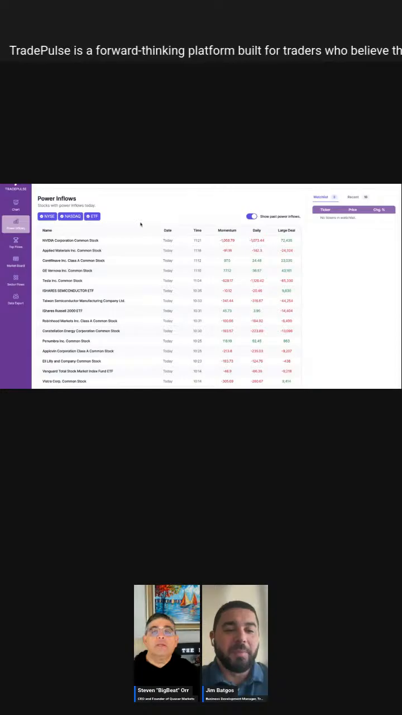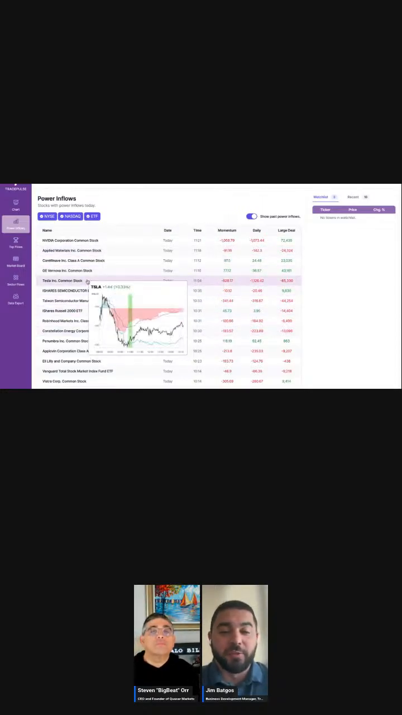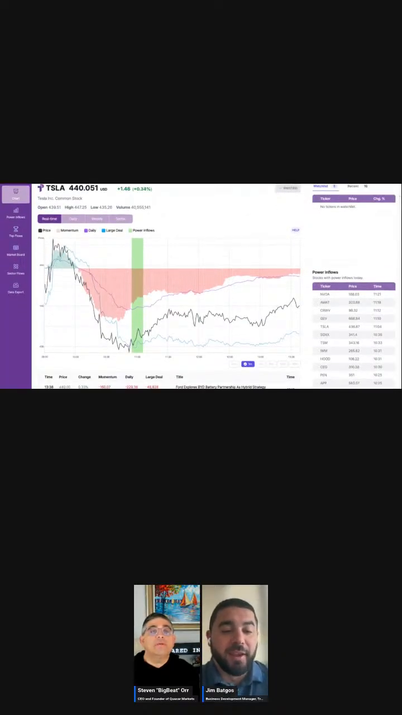Yep, exactly. So here's a list of all the different power inflows that came in today. As you see, Tesla's one of them. We'll go ahead and pick that one. There it is. And as you can see, price really dipped in the first couple hours. Power inflow came in around 11 a.m.